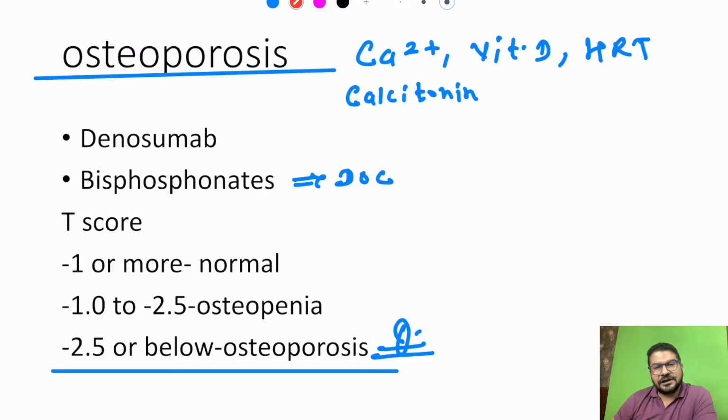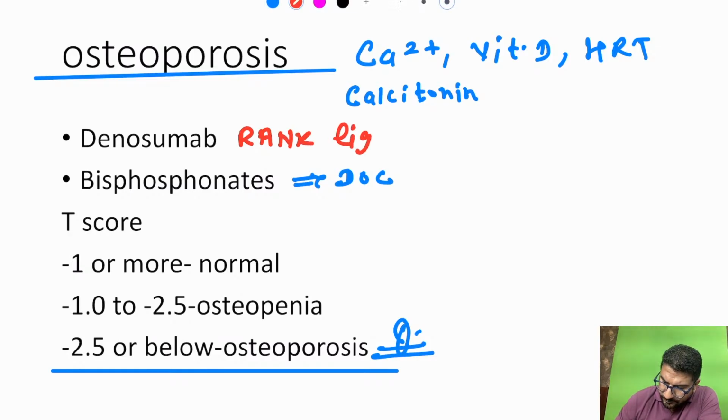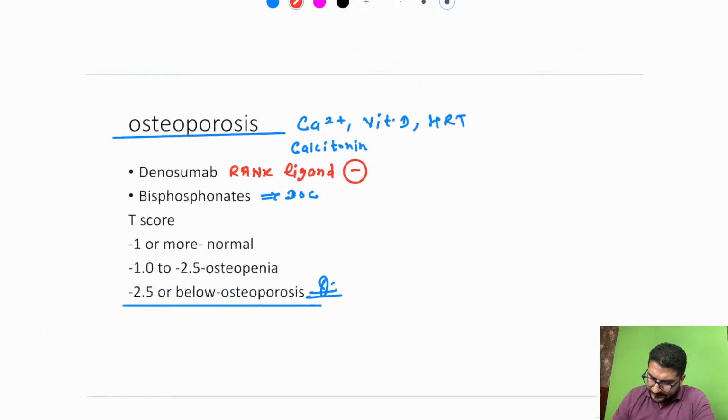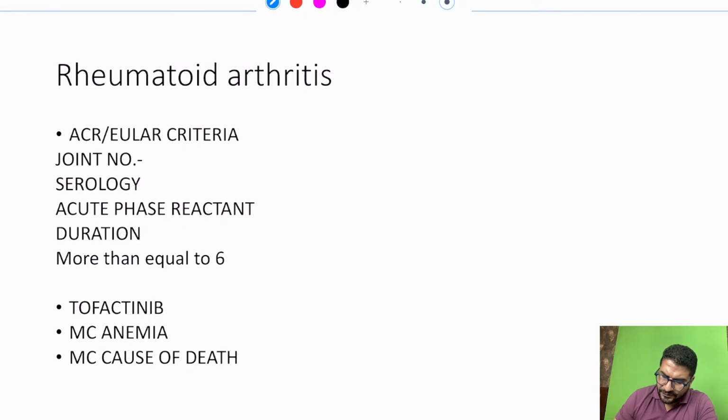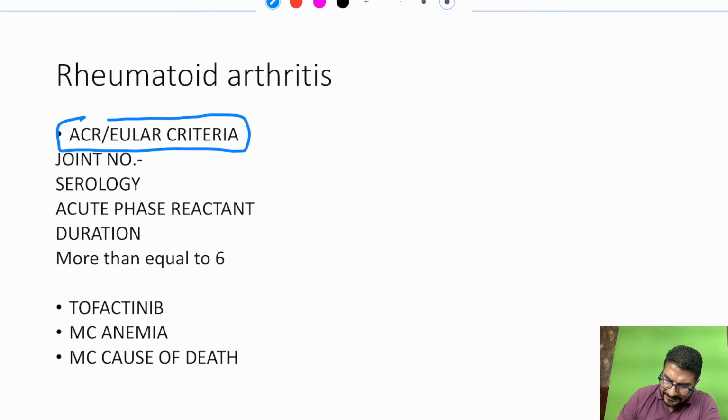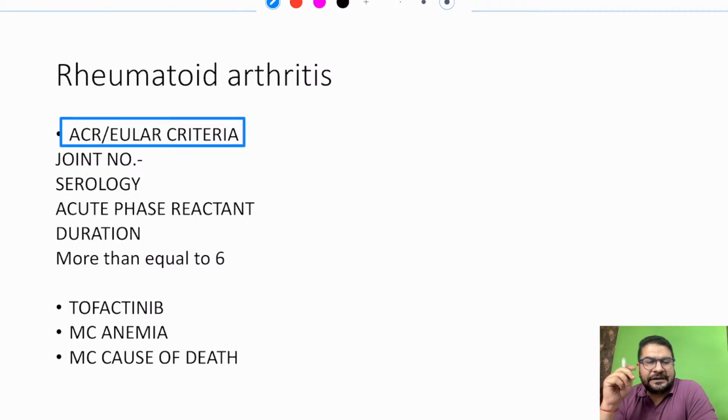And now we have a new drug that is called rank ligand inhibitor, which we have for osteoporosis. This rank ligand inhibitor is called denosumab. Rank ligand inhibitor will be denosumab. This is for osteoporosis. Now coming to RA, RA means rheumatoid arthritis. So they ask you different type of question in exam from RA. So we have a diagnostic criteria called ACR Euler criteria. इसको समझो. ACR means American College of Rheumatology, and Euler means European League Against Rheumatism. So this is a diagnostic criteria.